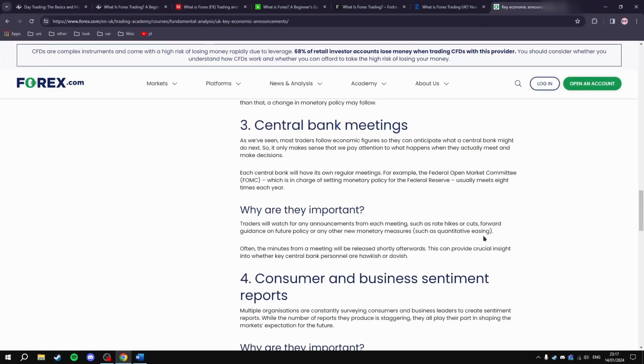Each central bank will have its own regular meetings. For example, the Federal Open Market Committee, which is in charge of setting monetary policy for the Federal Reserve, usually meets 8 times a year.